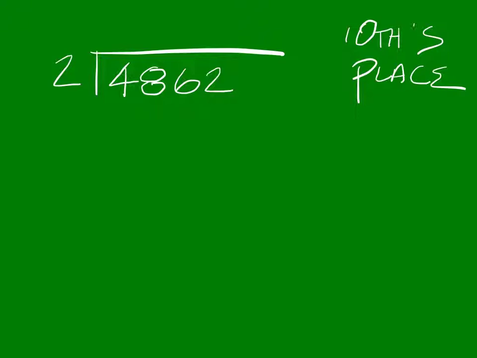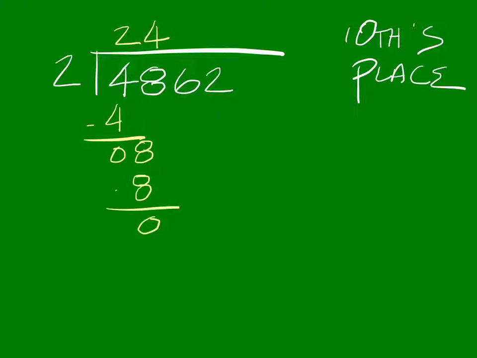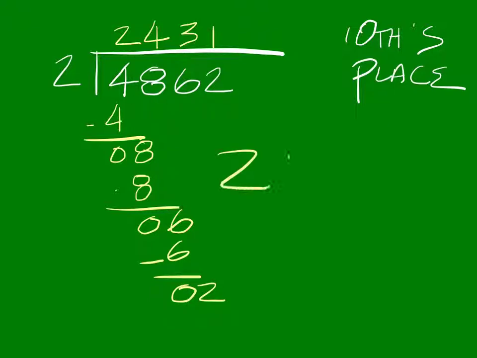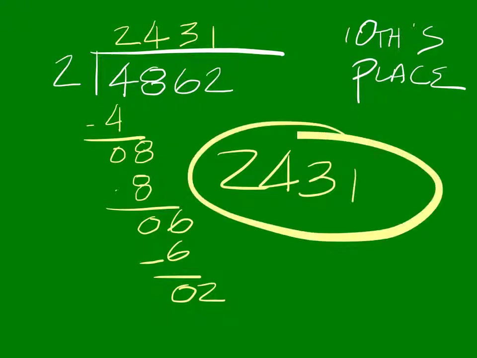On the practice problem, 2 goes into 4 twice with nothing left over. Drop the 8. 2 goes into that 4 times with nothing left over. Drop the 6. 2 into that 3 times with nothing left over. And drop the 2 into itself once. So 2431 is the answer.